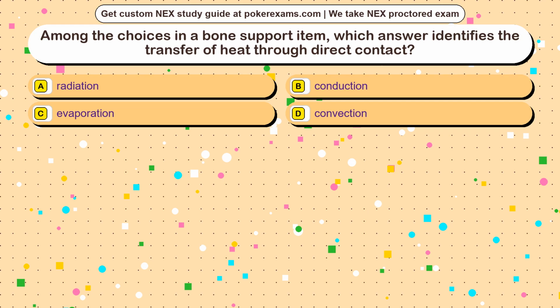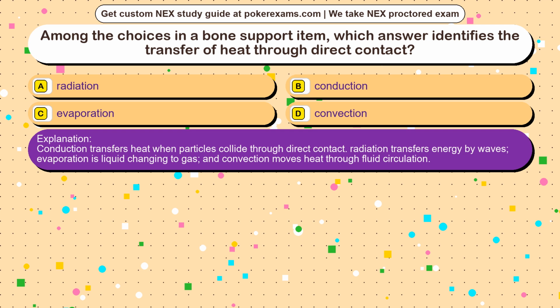The correct answer is option. Conduction transfers heat when particles collide through direct contact. Radiation transfers energy by waves, evaporation is liquid changing to gas, and convection moves heat through fluid circulation.